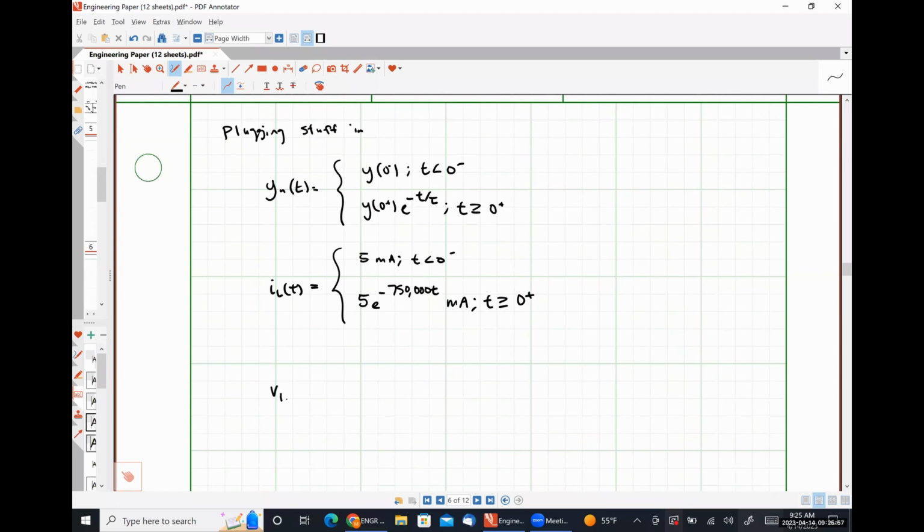For our resistor, we have 0 volts for t less than 0. And then negative 0.625 e to the negative 750,000 t volts for t greater than or equal to 0 plus. Just by literally plugging in the information from the previous steps into that generic equation.